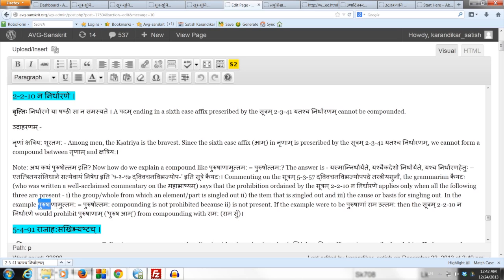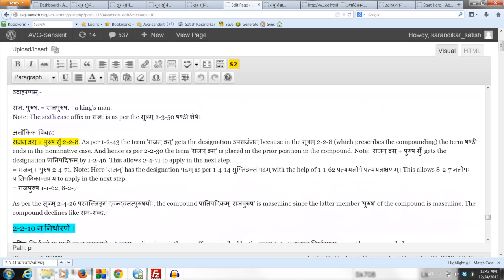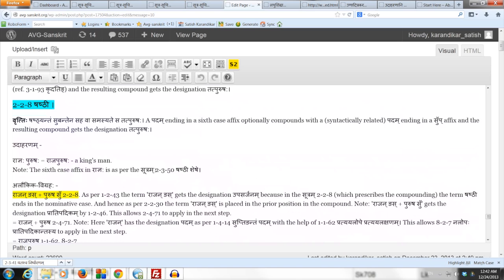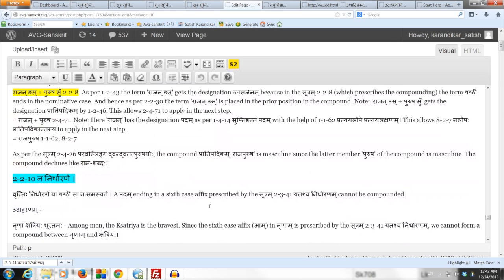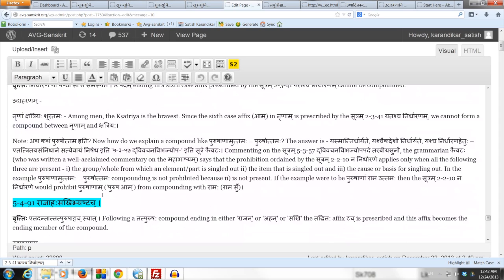On the other hand, in the example Purushanam Uttamaha, that Shashti in Purushanam is not Nirdharane Shashti. The item being singled out is not being mentioned. There is no singling out. So in Purushanam Uttamaha, the Shashti is simply described by 2-3-50 Shashti Sheshe. It just denotes a sambandha. Somebody is the best in relation to men.